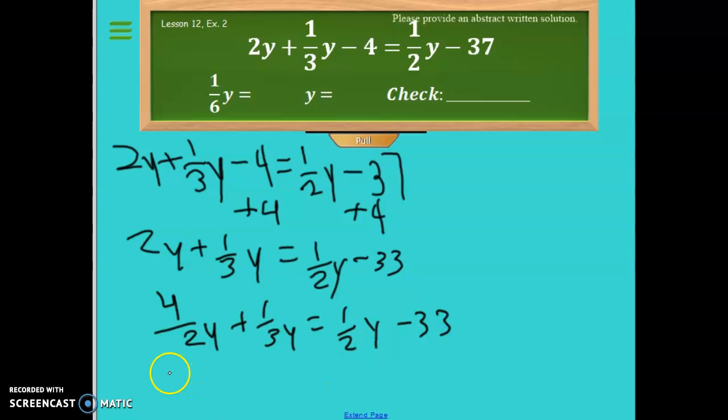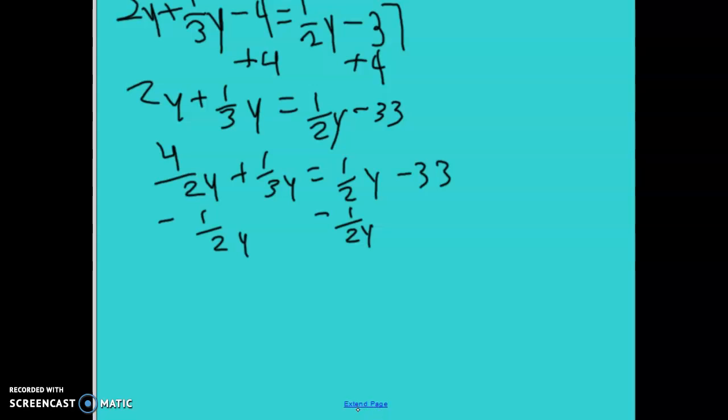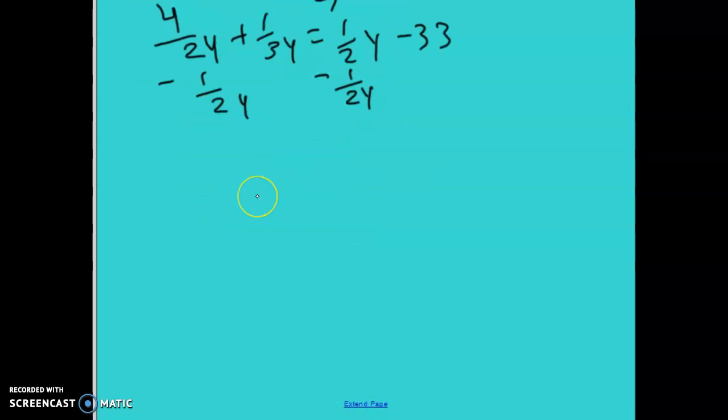And now I can take away a half of y from here and take away a half of y from here. And I did that so that I can isolate that number on its own, and then I'll deal with the 1/3 y. Okay. All right, so now I've got 3 halves of y plus 1/3 of y equals a minus 33.